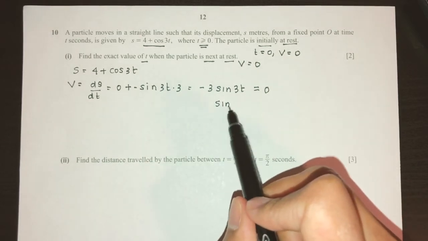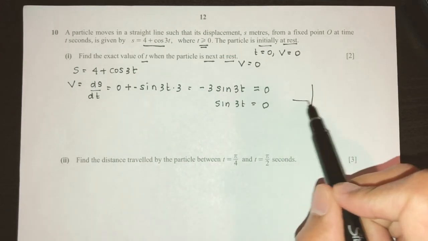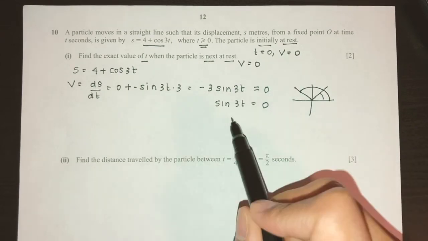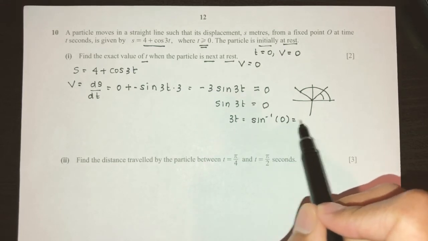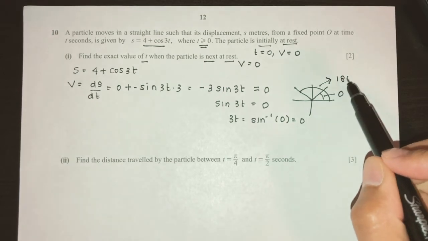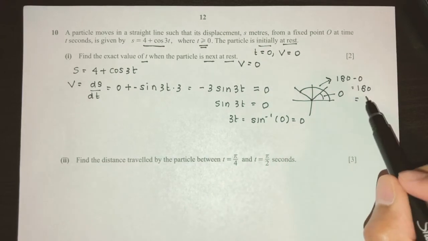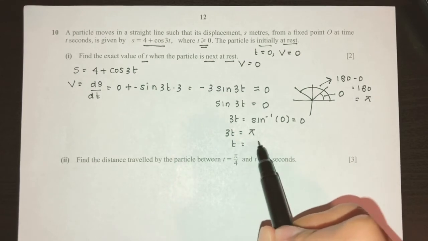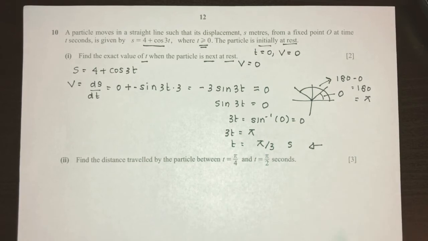So sine 3t will be 0. So sine, you know you have 2 values. One will be in your first quadrant and one is in your second quadrant. So 3t will be sine inverse of 0, which is 0. And this has to be 180 minus 0, that will be 180 degrees, but here we need it in terms of radians, that will be pi radian. So 3t will be pi, so t will be pi by 3. So that will be your answer for part 1, exact value.